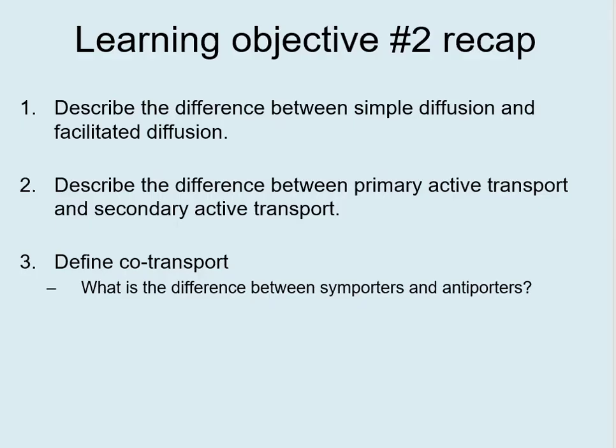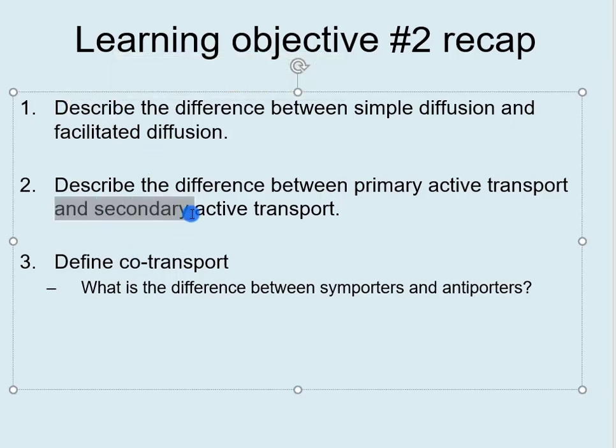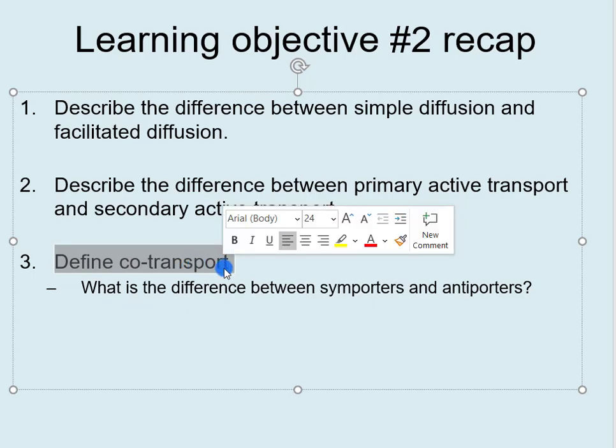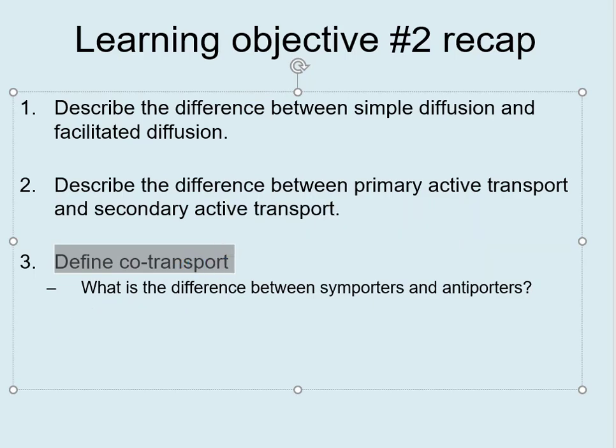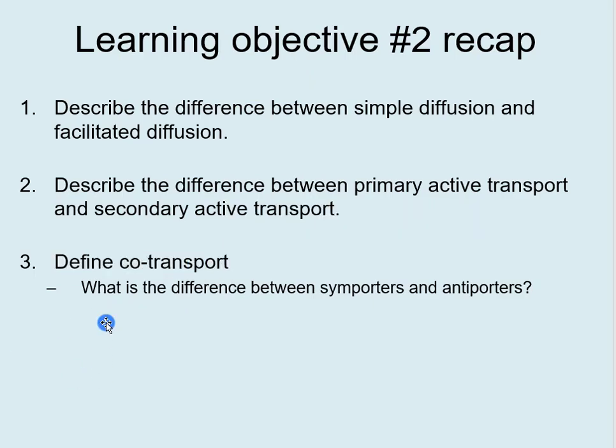All right. So let's recap where we are. We have covered learning objective number 1. We've covered learning objective number 2. Co-transport is when two different things move across, in our case, a membrane. And the difference between symporters and antiporters is direction, right? Symporters both go the same way. Antiporters, the two things go opposite ways. And that'll wrap it up for this video.